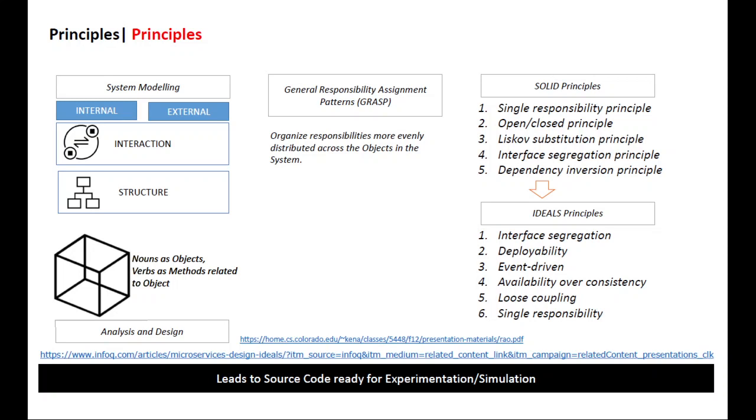So these are some set of principles, while we also highly look at the SOLID principles, which is single responsibility, open closed, Liskov substitution, interface segregation, dependency inversion, more from an object-oriented angle. And today we more probably look at principles like interface segregation, deployability, event-driven, availability or consistency, loose coupling, single responsibility, more in the direction of distributed systems and evolving architectures.